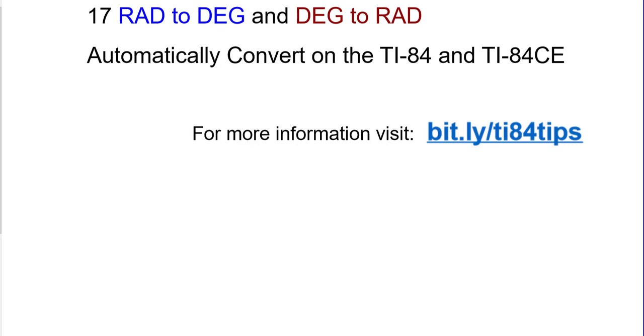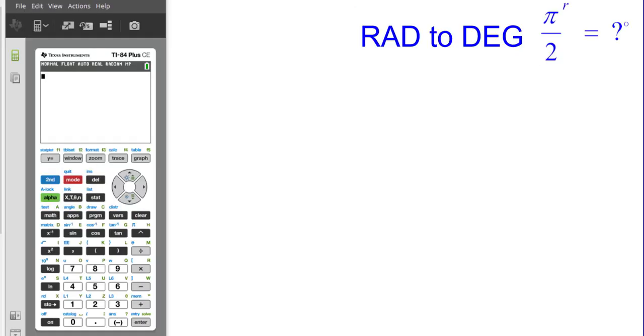Tips and tricks number 17, radians to degrees and degrees to radians. Automatically convert on the TI-84 and TI-84 CE. Our first example, radians to degrees. Convert pi over 2 radians to its equivalent number of degrees.